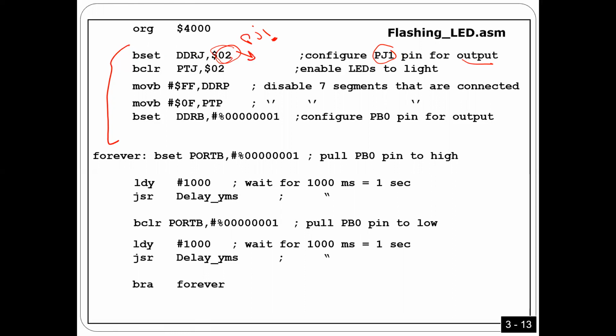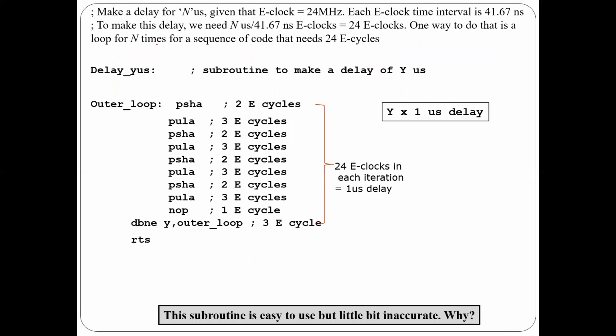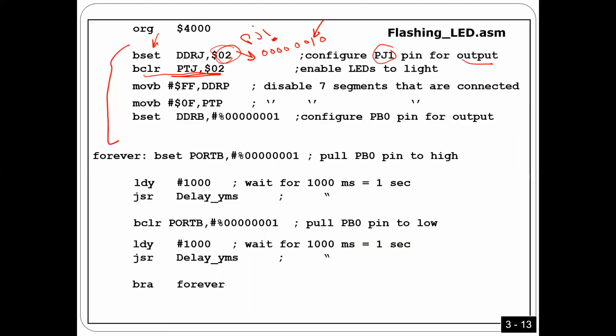So this 02 means 0, 0, 0, 0, it means 0, 0, 1, 0. That means you want to configure the second bit or second pin here. Okay, and then after that I clear this pin. So this part is just the configuration for output. The second part here is that I'm going to write 0 on this pin to enable the LEDs.